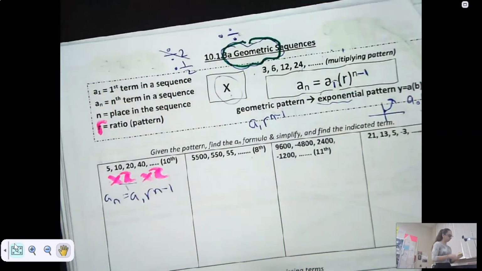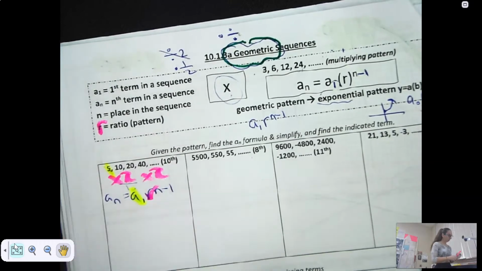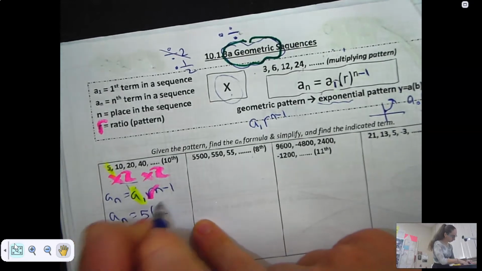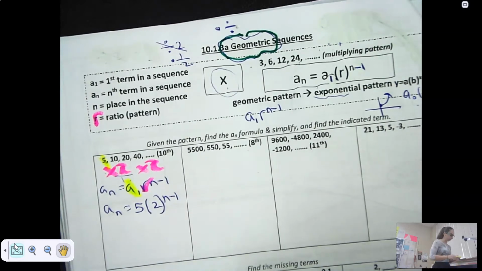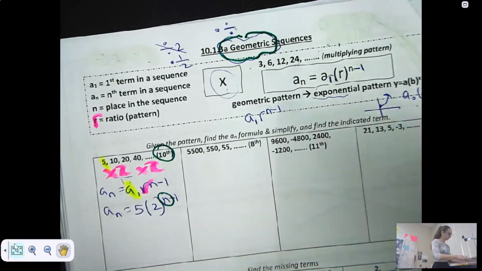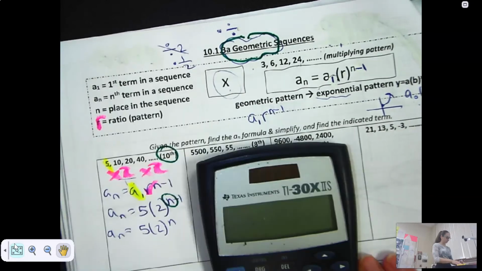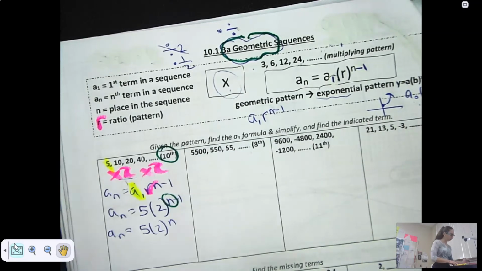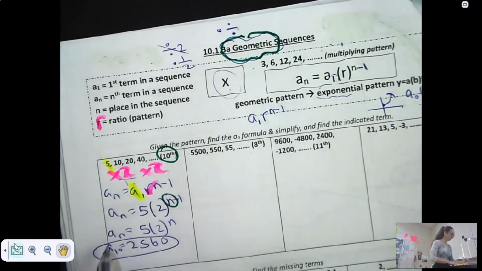They need the first term. And some of you are going to realize how much easier it is to get the pattern here. And there's the pattern. So my formula is 5 times 2 to the n-1. Now I'm going to find the 10th term in the sequence. So I'm going to take the 10 and plug it in. 5 times 2 to the 9th equals a sub n. So I'll use my calculator. 2560. That is the 10th term in the sequence.